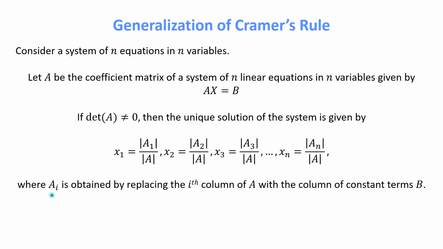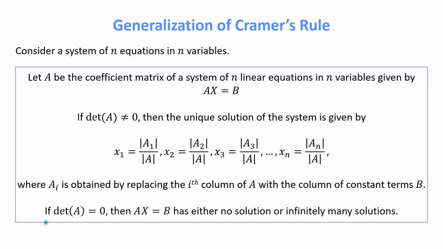And of course here A sub i is obtained by replacing the ith column of the coefficient matrix A with the column of constant terms B, as I already said. Now, if the determinant of A is 0, then the equation AX equals B has either no solutions or infinitely many solutions. So in this condition, if the determinant is 0, then we can state that there are no solutions or infinitely many solutions. But if the determinant is non-zero, then we do have a unique solution as given by the following equations.